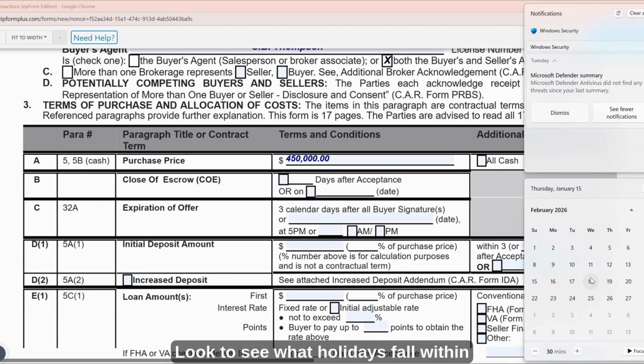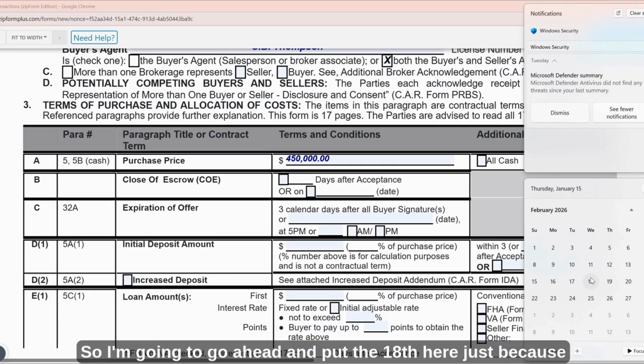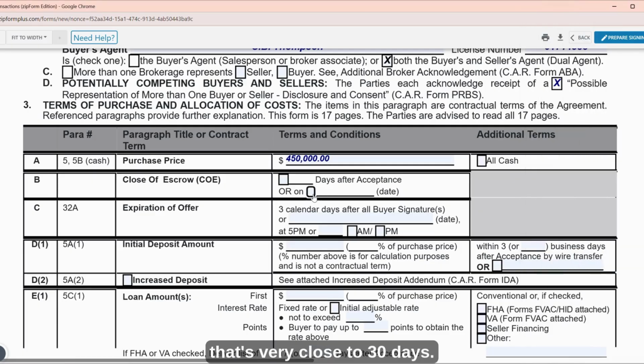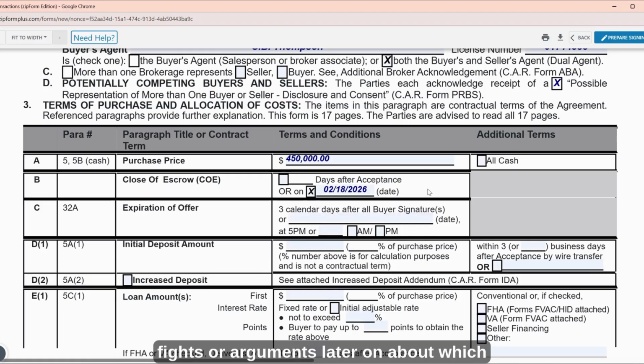Look to see what holidays fall within your escrow time frame too, because those are times that are difficult to get inspections done. No one's working at escrow. Maybe it's hard to get a hold of the lender. Keep those in mind. So I'm going to go ahead and put the 18th here, just because that's very close to 30 days and it's a specific day, so that we're not getting in fights or arguments later on about which day we were supposed to close by.